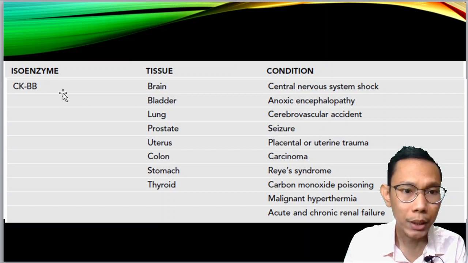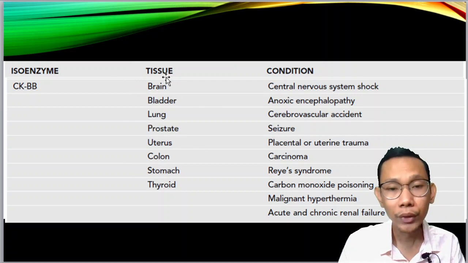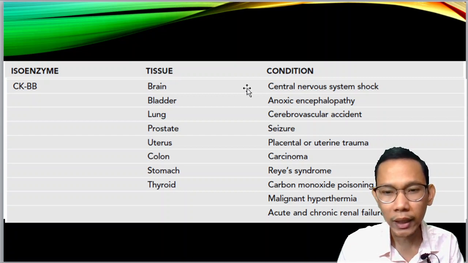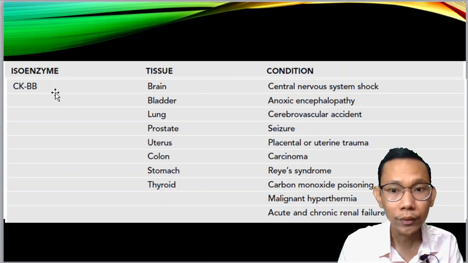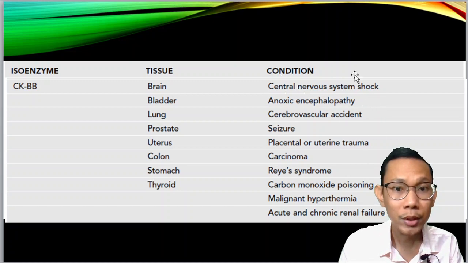How about your CKBB? It also can be located in your brain, bladder, lung, prostate, and other tissues. So majority of these disorders will be your central nervous system shock, anoxic encephalopathy, cerebrovascular accident, seizure. Remember, BB, this is more of the brain. That is why the conditions here are mostly CNS, mostly involves your brain.